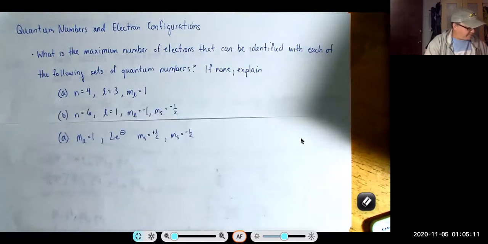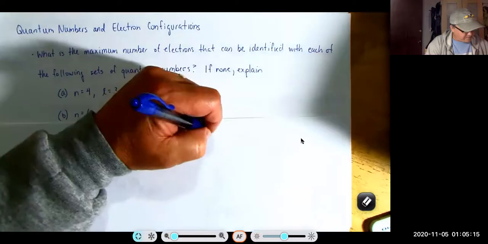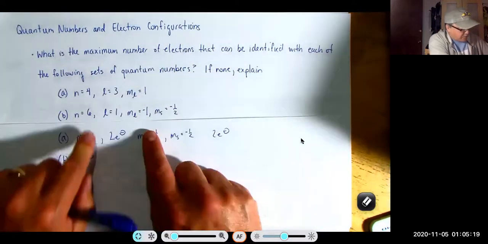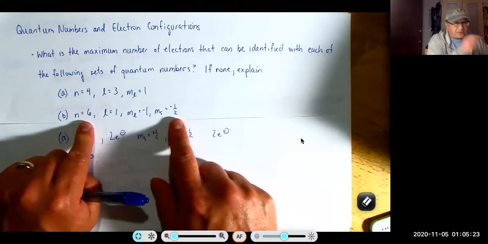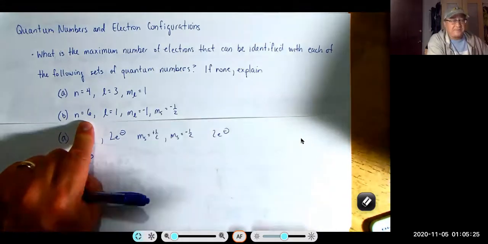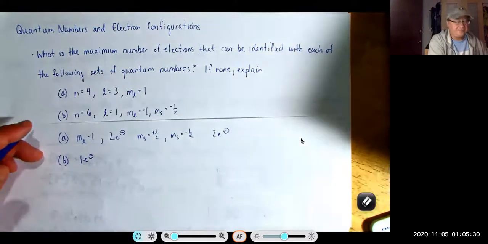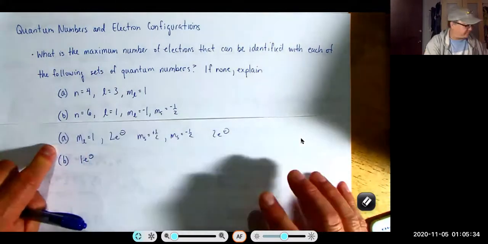How about B? Well, B, we're talking about 1 electron, because we're given a set of quantum numbers where you actually have all of the quantum numbers. So we're talking about 1 electron. So basically, if you have the first 3 quantum numbers, you're talking 2 electrons. If you have all 4, you're talking 1 electron.